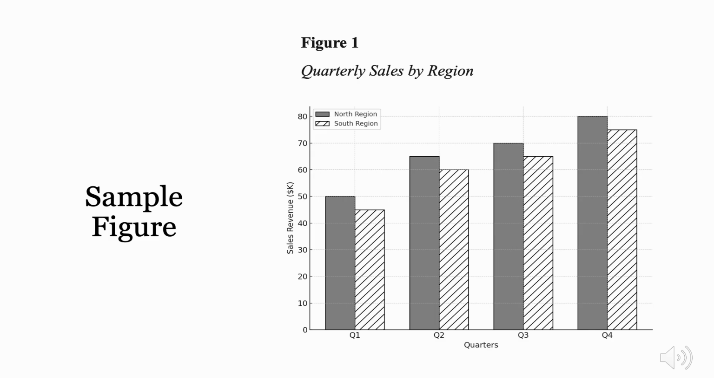First, a legend is included to differentiate between the North region and the South region. This is essential when a figure contains multiple variables, and it helps readers quickly understand what each part of the figure represents. Second, the axes are clearly labeled, which ensures the readers can interpret the data accurately. Third, the figure is clear and high resolution, which makes it easy to read and visually appealing.